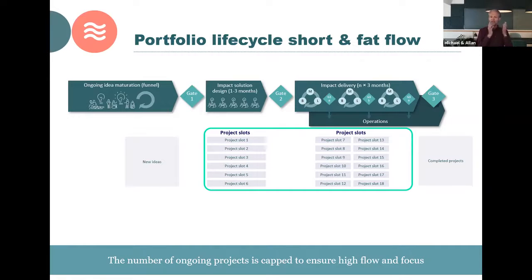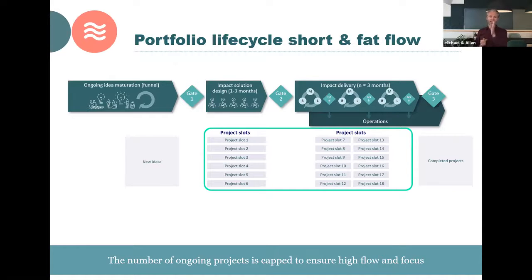Then you would have, after gate 1, an impact solution design process, which is the process where you actually take an overall great idea and break it down into smaller elements of impact. And you design your project to create impact as soon as possible. So you involve quite a lot of stakeholders in that process, figuring out how can we slice and dice this project to make sure that it creates as much impact in as short time as possible.